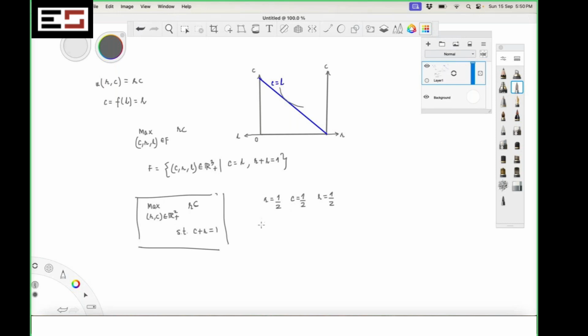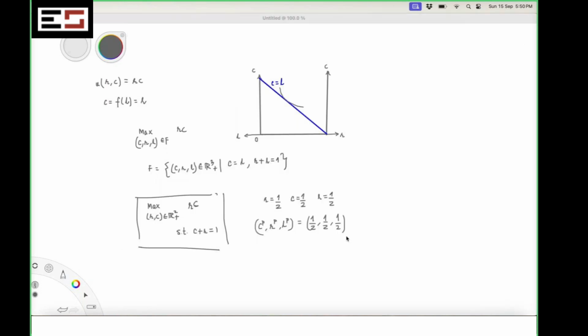So the Pareto efficient allocation is this, right? Yes or no? C_P, R_P, L_P is half, half, half. Right? Yes or no? Is this clear? Everybody? Yes or no? Is that okay?